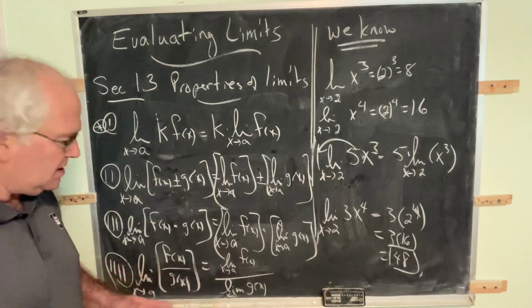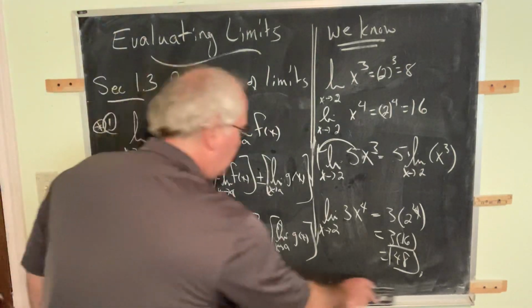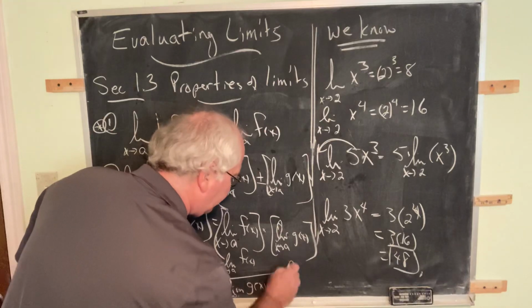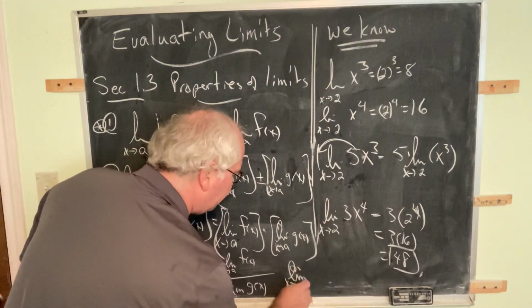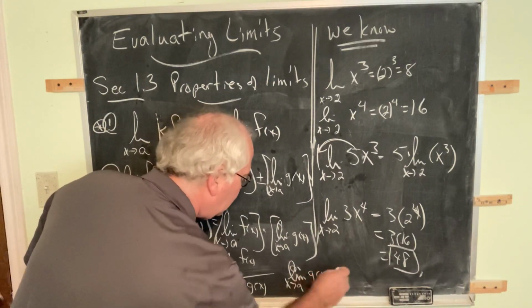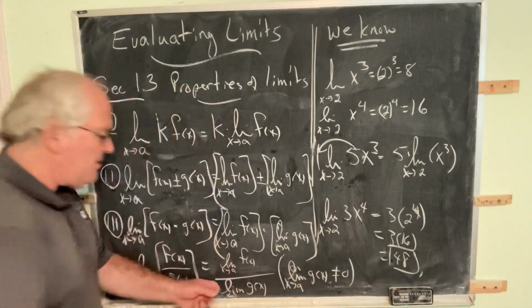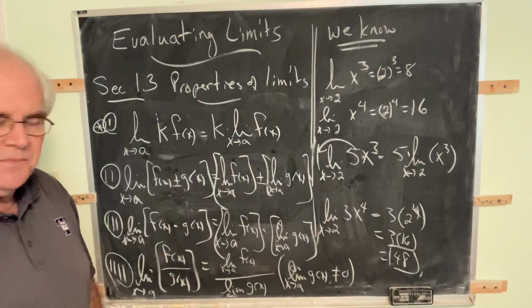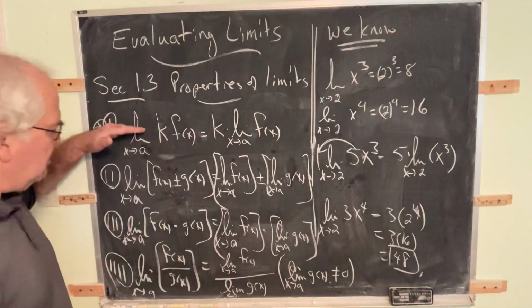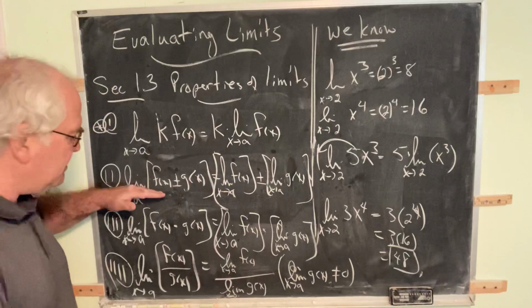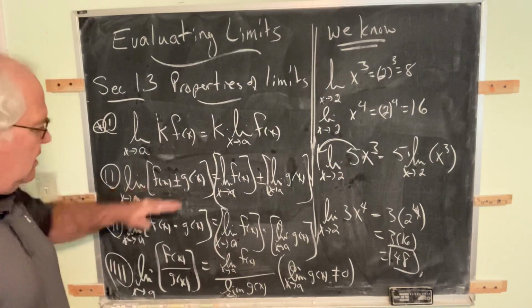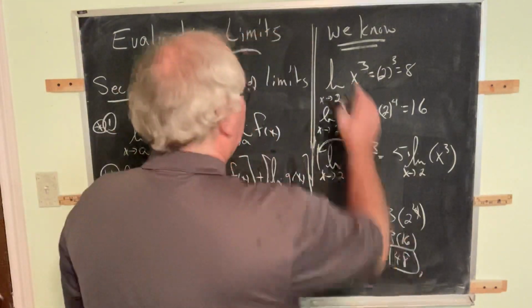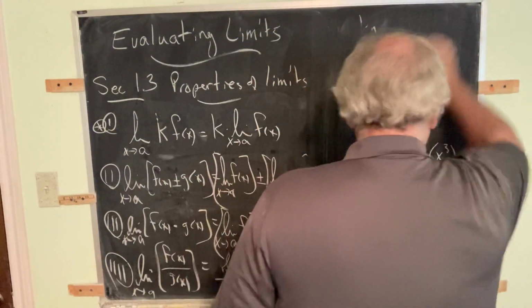Some people say quotient. Now, there's one requirement here: the denominator may not be 0. This assumes the limit as x approaches a of g of x is not equal to 0. So anytime you have a fraction expression, you always need to assume the denominator is not 0. So constant multipliers multiply along. Limit of the sum is the sum of the limits. Limit of the difference. Limit of the product. Limit of the quotient. And there's one more. Let me go ahead and throw this up here.